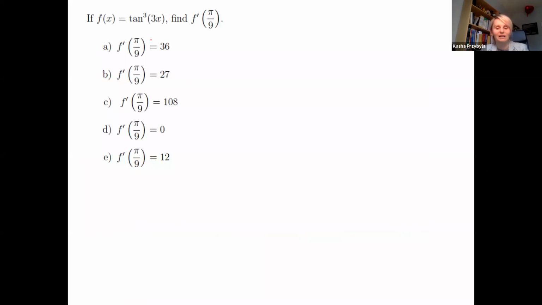Okay, I have this question. I start with a crazy one. Tangent cube of 3x. That means I believe we will use the power rule, trigonometric function, and even the chain rule. Then we have to evaluate at pi over 9, which means we have to know some trig values. I will write down the trigonometric function taken to the power of 3. I think it's a clearer notation than the original one.